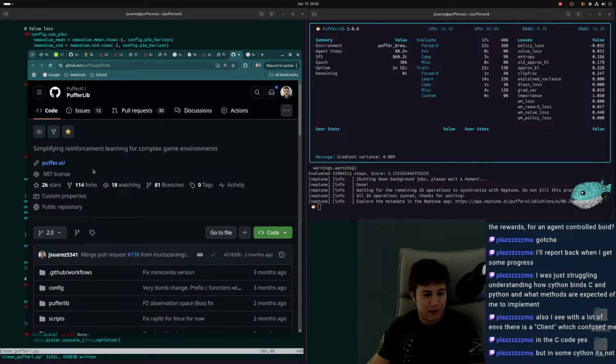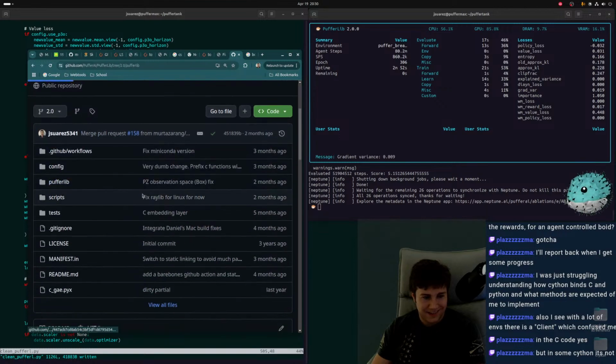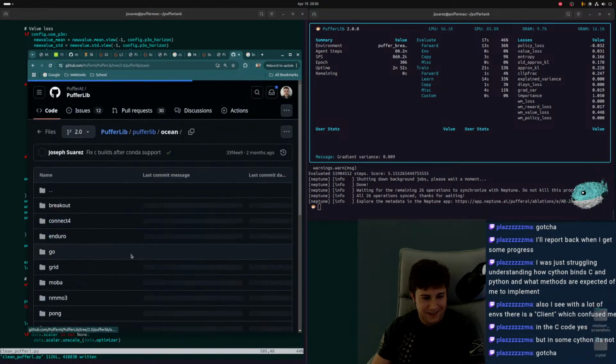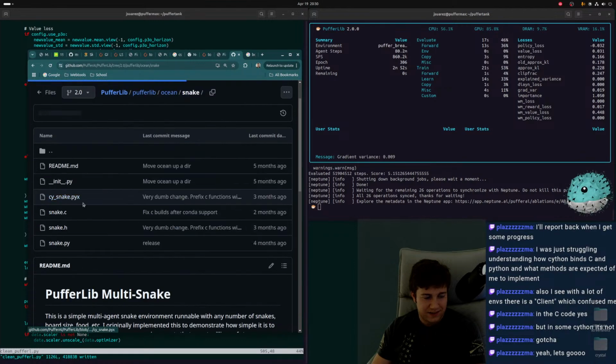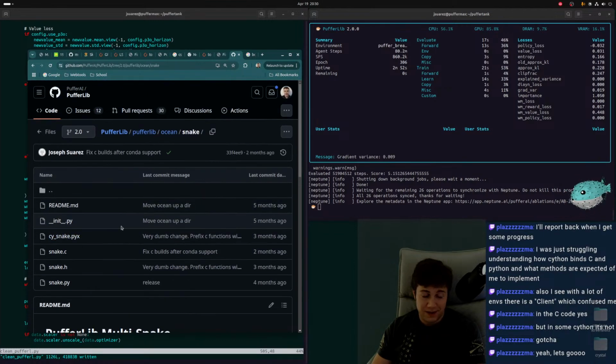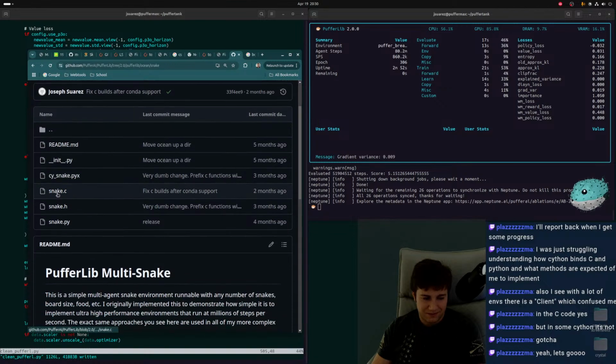Oh, it rounded to 2K stars. That's awesome. That's cool. That's really nice. There are not that many RL repos this big.